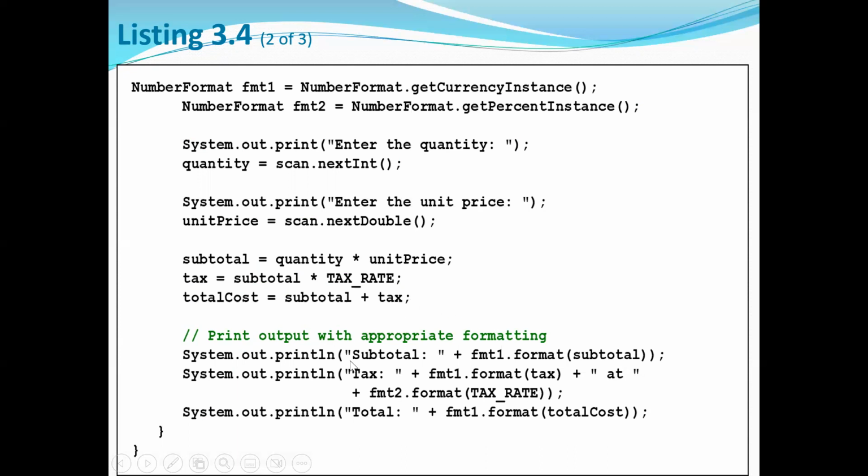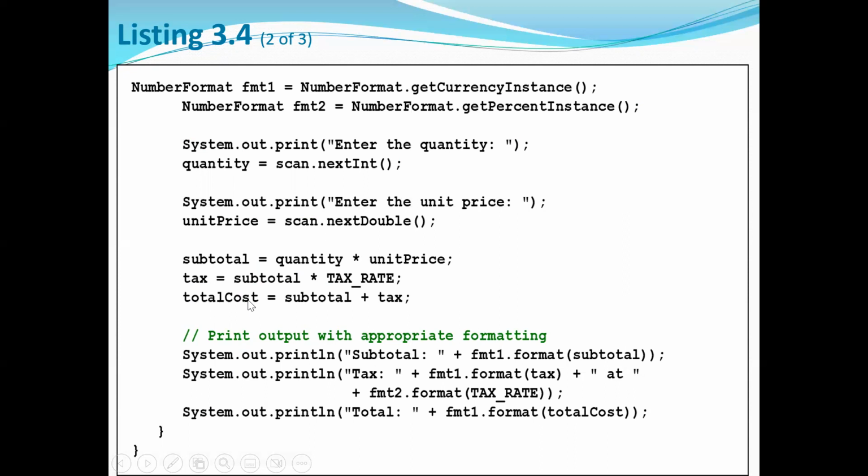Now, what we are learning here is the next step. We want to format our output. For example, the tax rate was given to us as 0.06, and we want to format it as a percent. This means I'm going to use the object fmt2.